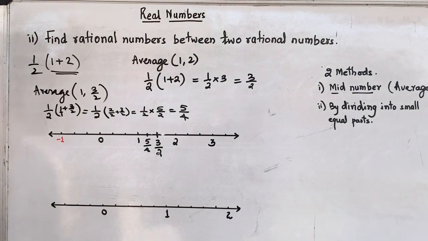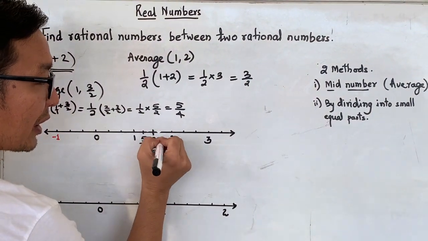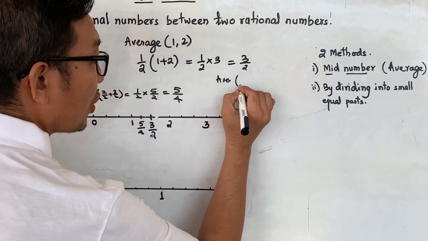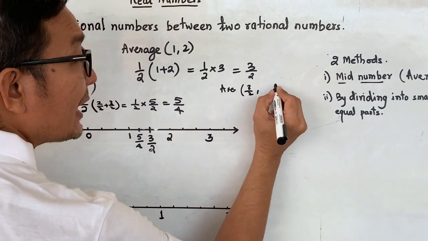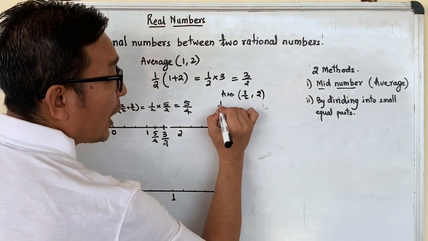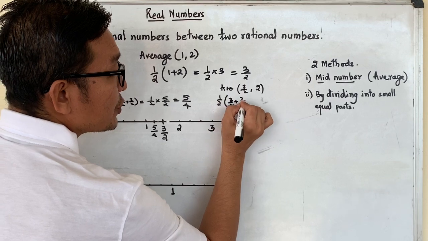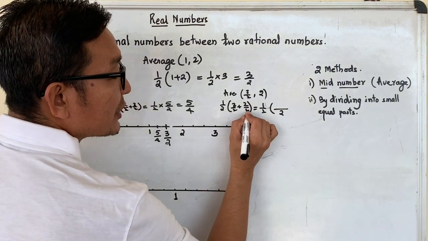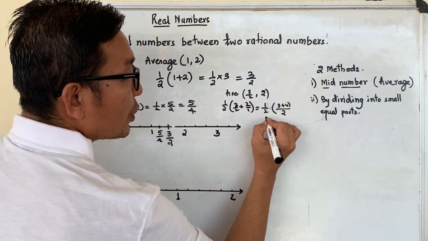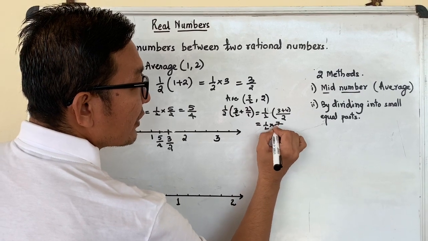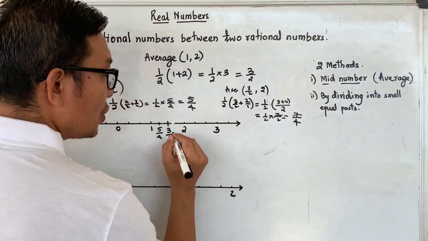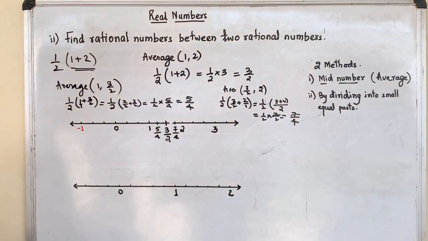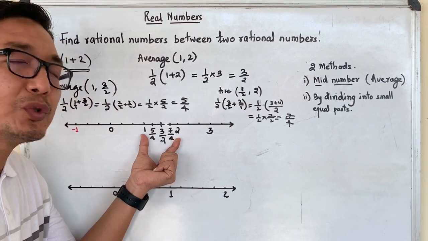All these numbers are rational numbers. We can also find the average of 3 by 2 and 2. So half times 3 by 2 plus 2 by 1, which is equal to half times, taking the LCM 2, 3 plus 4, which is half times 7 by 2, so 7 by 4. This is how we get rational numbers between two rational numbers.